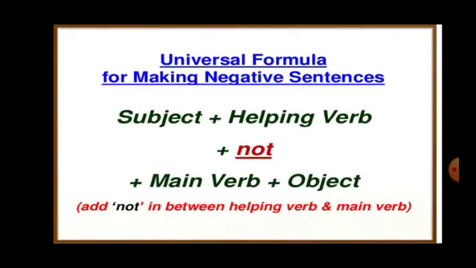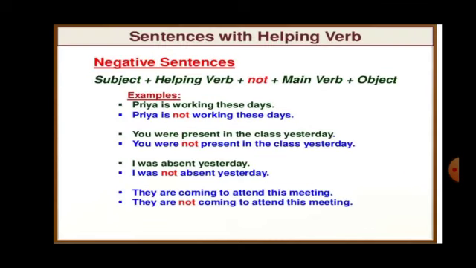Universal formula for making negative sentences: subject plus helping verb plus not plus main verb plus object. That means add not in between the helping verb and the main verb. For example, Priya is working these days. We will make it negative like this: Priya is not working these days.